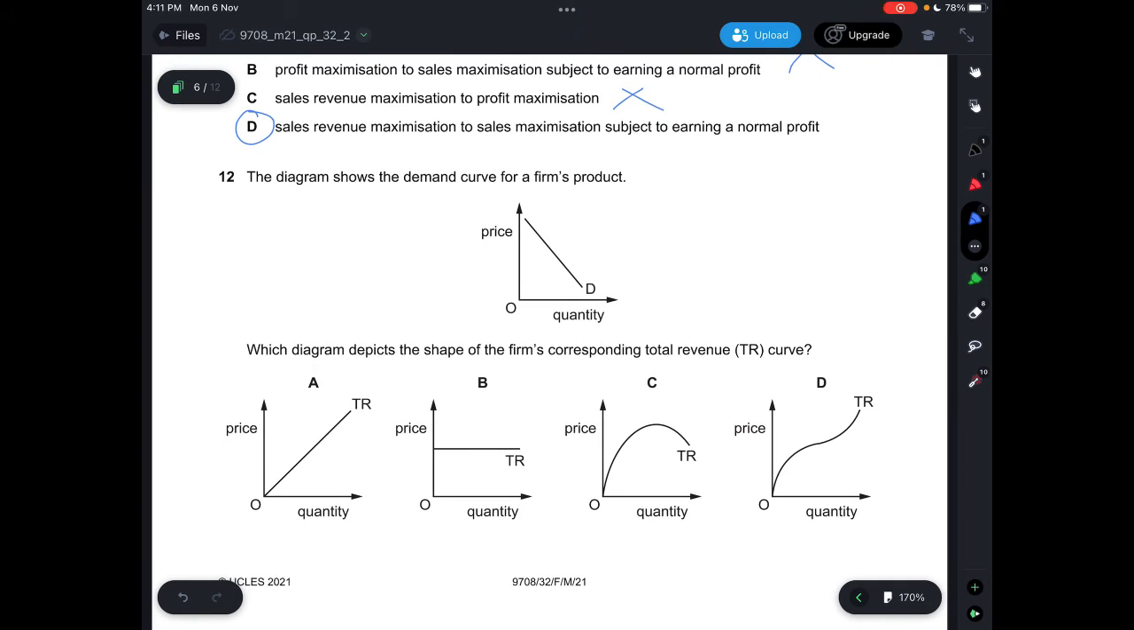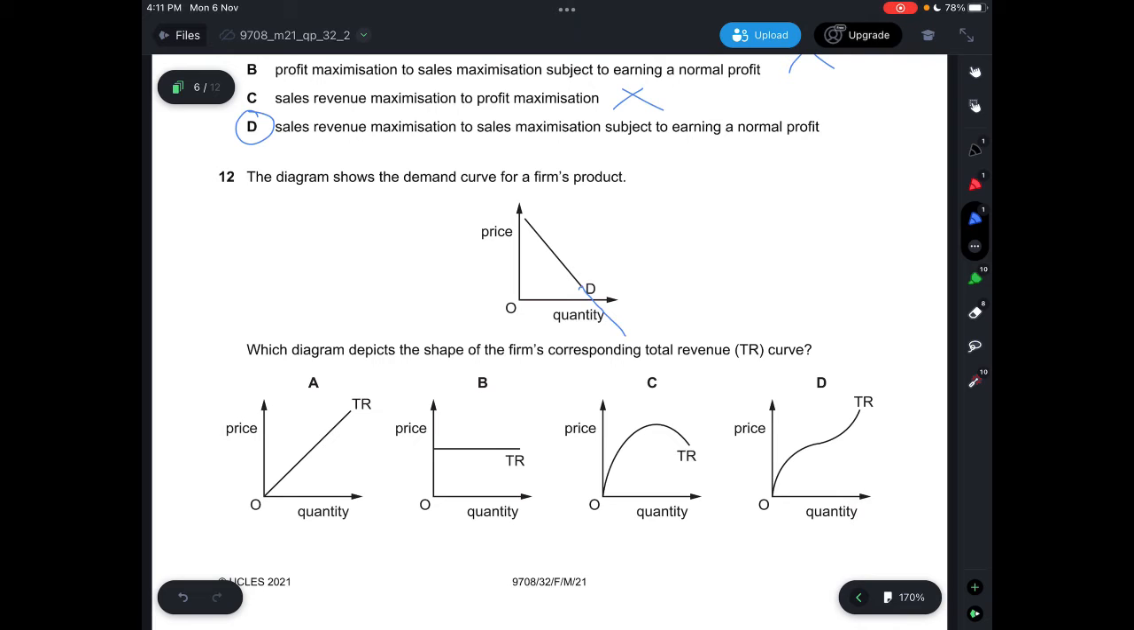Question 12, the diagram shows the demand curve for a firm's product, and which diagram depicts the shape of the firm's corresponding total revenue. The demand curve is downward sloping, and it can also downward slope to the point where the price will reach the negative y-axis, which means negative prices. So your total revenue could decrease. It could then increase and then it could decrease because of the negative prices. The negative prices would then result the TR curve to be downward sloping.